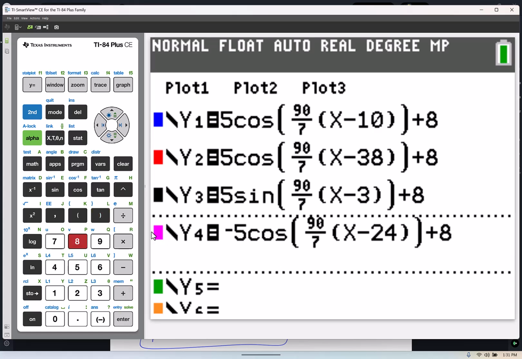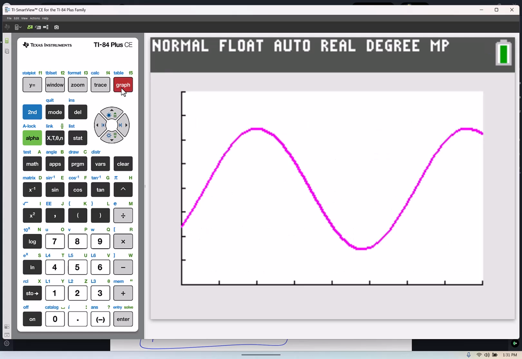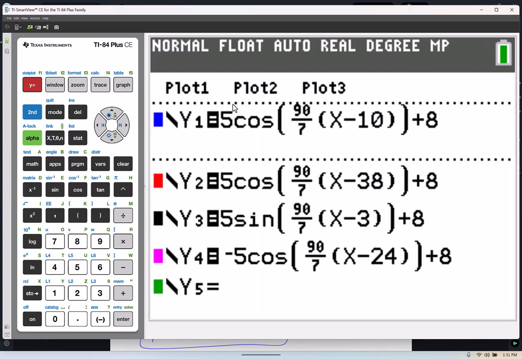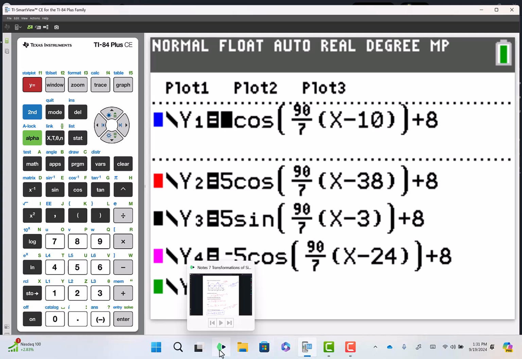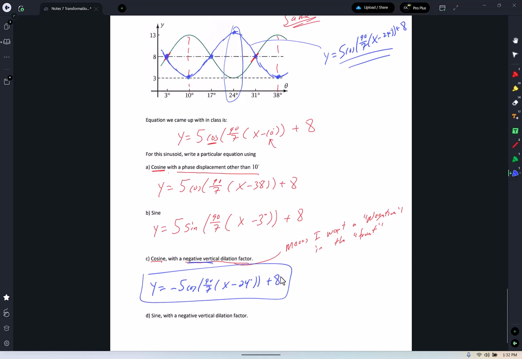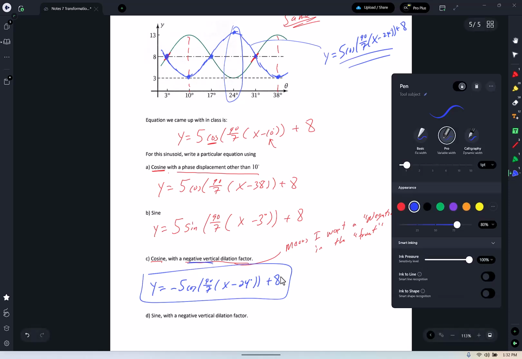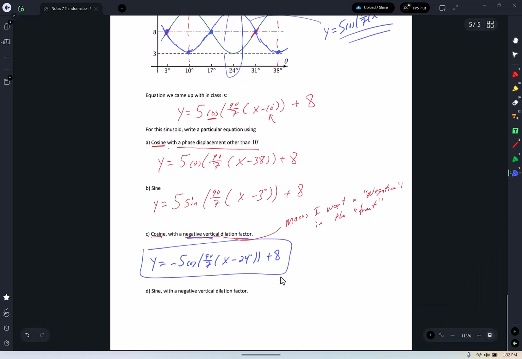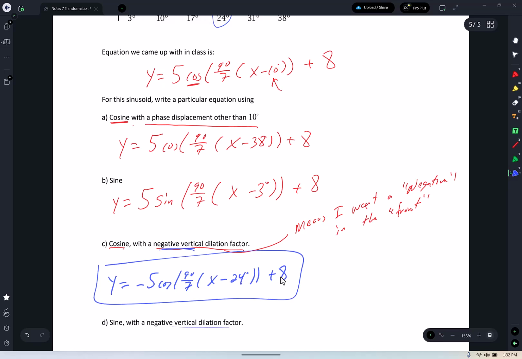Let me see. What color do you want to call this? Pink? Look at that. Same graph over and over again. Don't worry, I'll show you how to look at it when you have just a general black and white calculator. All right. Yay or nay? Okay. Now you guys can come and follow along. We're still with the same one. Letter D says sine with a negative vertical dilation factor.